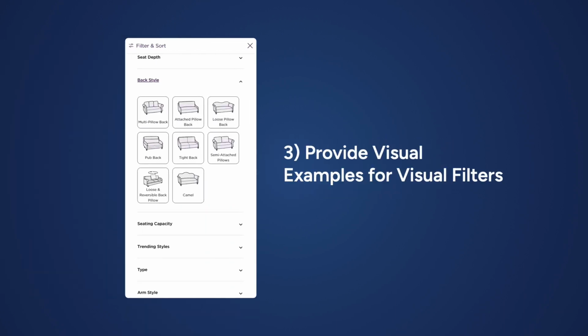When filter types or options are visually driven, adding thumbnails next to the labels helps users understand them more easily. For example, on Raymore and Flanagan, visuals alongside the sofa back options make it much clearer what each type looks like, helping users make faster, more informed decisions.